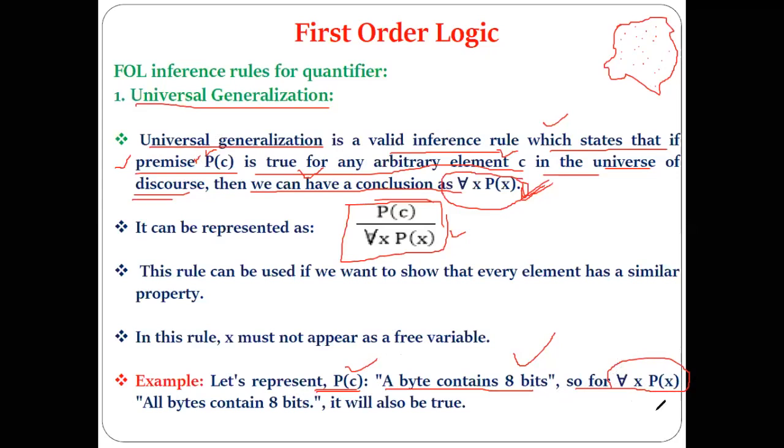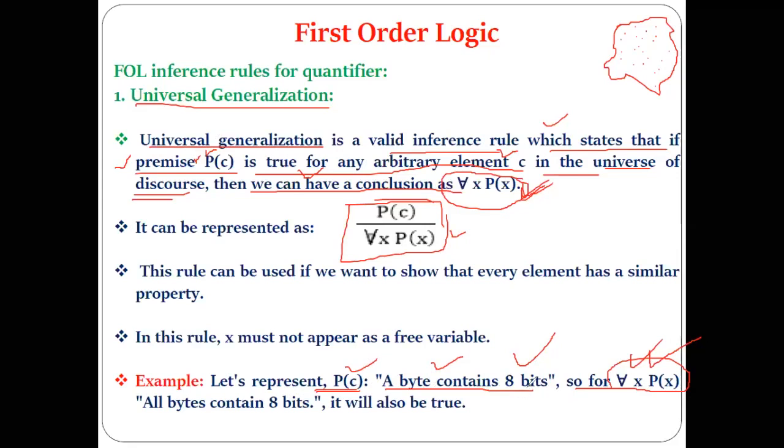If it is true, from that we can have a conclusion like this. Now, what do you mean by this? Can you tell me the sentence which follows from this? All bytes contain 8 bits. Now, the premise P(c) is what? A byte contains the 8 bits.